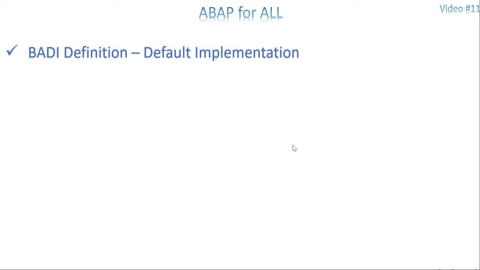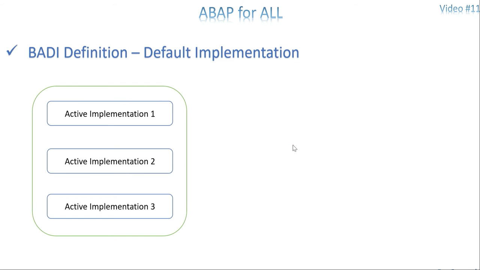Default implementation works at the last, meaning whenever there is a BADI definition and it has its own implementations, the system is going to check whether any custom implementation is available or not. Very specifically, even if there are implementations but they are not active, it counts as none. If there is no active implementation in the particular BADI definition, then it will start searching whether there is any default implementation class or method technically. If that is available, then only it will execute the default implementation.